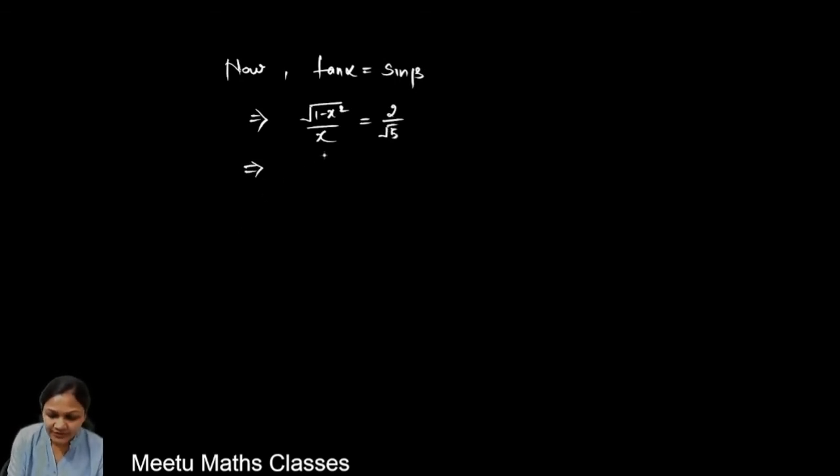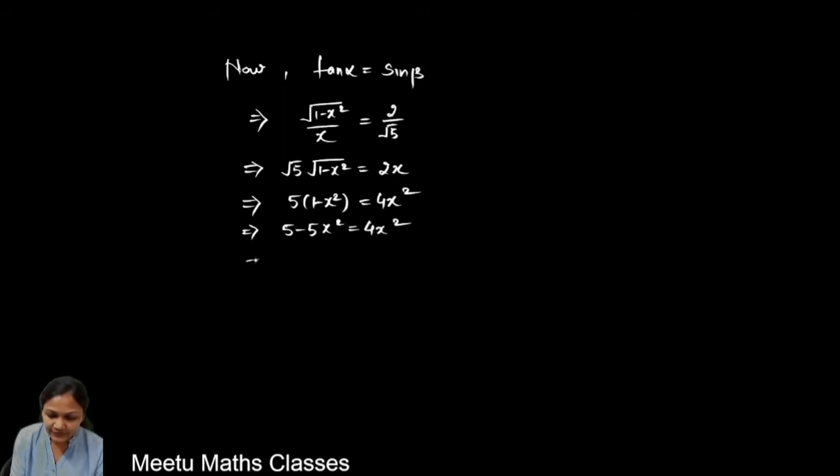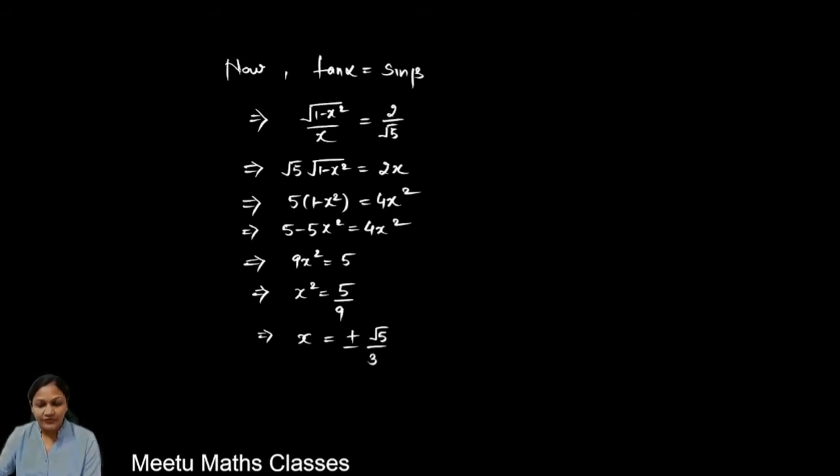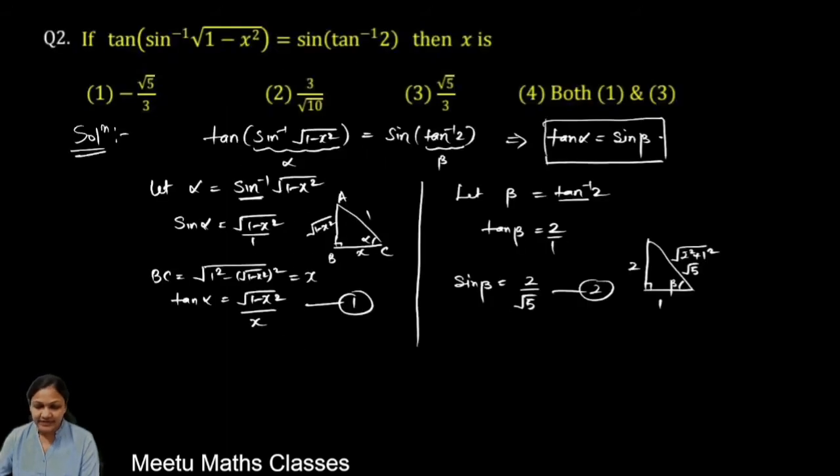Now by cross multiplying, root 5 into square root 1 minus x square is equal to 2x. Now squaring both sides will give you 5 minus 5x square is equal to 4x square, which will give you 9x square is equal to 5. So x square is equal to 5 by 9, and your x will be either plus or minus root 5 by 3.